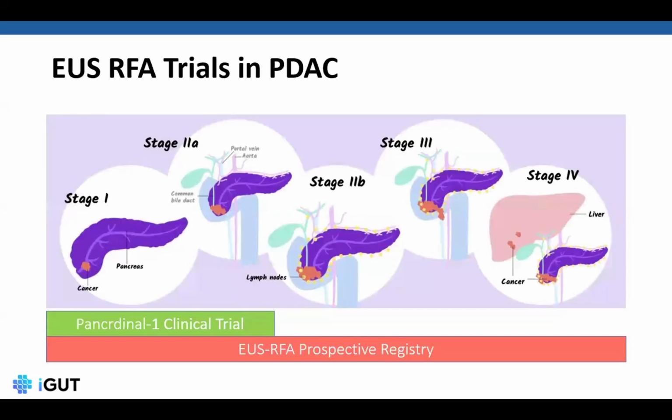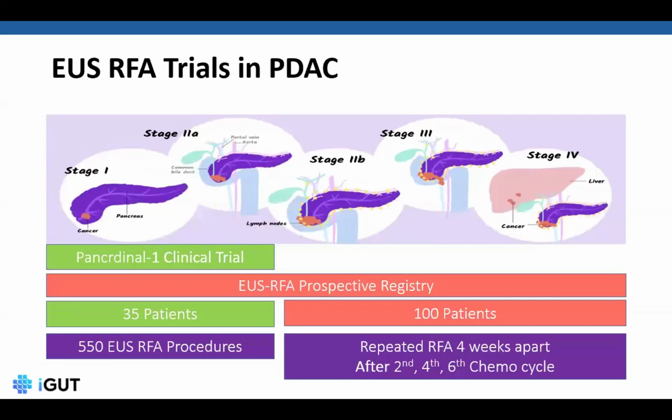From this, we have a couple of trials currently ongoing at UT. The PanCardinal 1 trial is an NIH-funded trial where we have resectable patients undergoing neoadjuvant chemotherapy and RFA. We also have an EUS-RFA prospective registry where we have enrolled patients with all stages of disease. We currently have 35 patients in our PanCardinal 1 trial and over 100 patients in the prospective registry. To date, 550 RFA procedures have been done.